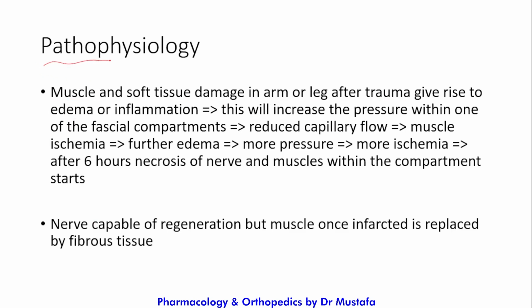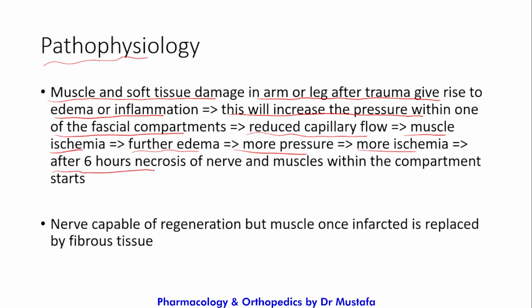Now let's talk about the pathophysiology of the compartment syndrome. So it all starts with muscle and soft tissue damage in the arm or leg after trauma, which gives rise to edema and inflammation. And this will increase the pressure within one of the fascial compartments, and as we mentioned, this would block the capillaries, so it would reduce the capillary flow and cause muscle ischemia. And this would lead to further edema, because remember, ischemia is also damage to the muscle, so it would lead to more pressure, more ischemia, and it's a vicious cycle.